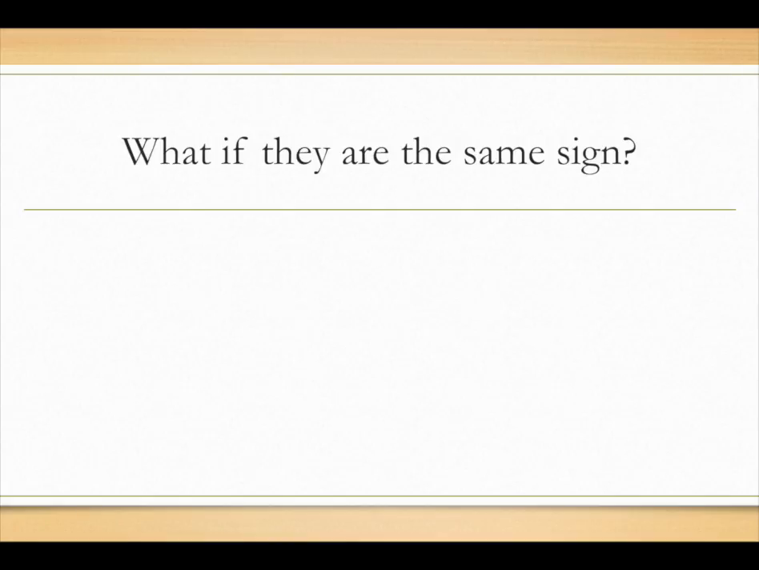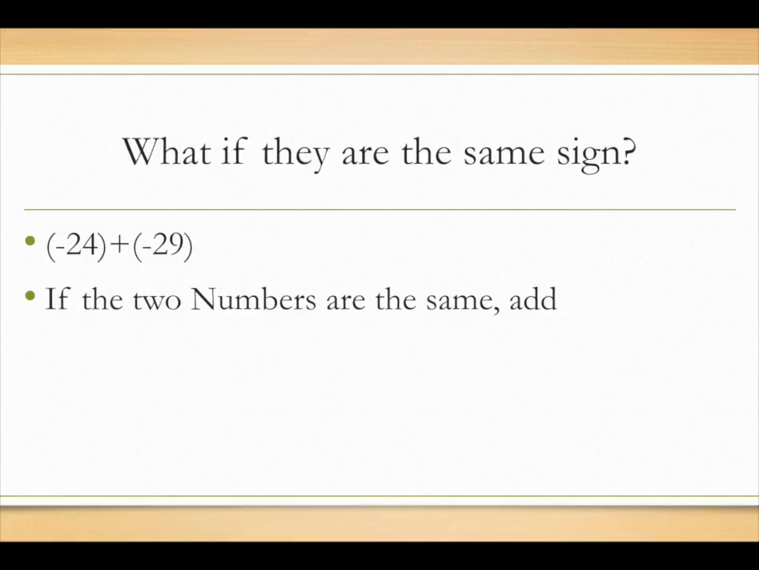Now, what do you do if the two numbers have the same sign? For example, -24 plus a -29. They're both the same sign, so we're going to add the two numbers and ignore the signs for now. So 24 plus 29 gives you 53. Since they're both negative, we're going to bring down the negative sign. Final answer, -24 plus -29 is -53.